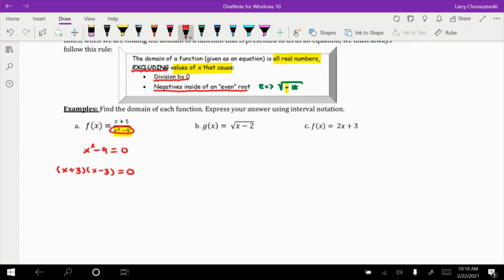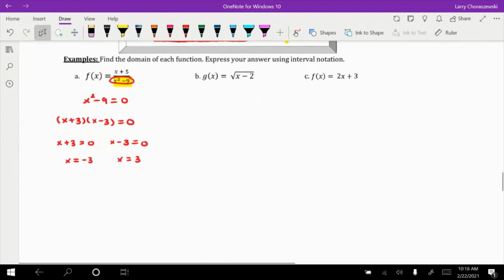And as we've done in the past, we could set each factor equal to 0 and solve for x. So one value of x is negative 3, and another value of x is positive 3. Now, these two values create division by 0. So what that means is, in the context of the domain of this function, we actually don't want these x values. So I'm going to jump to this version of our solutions.